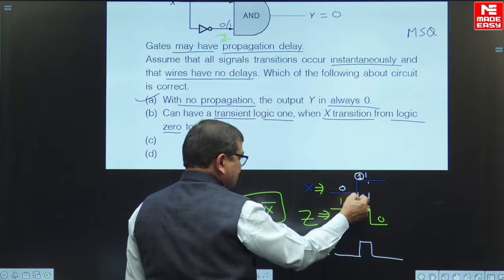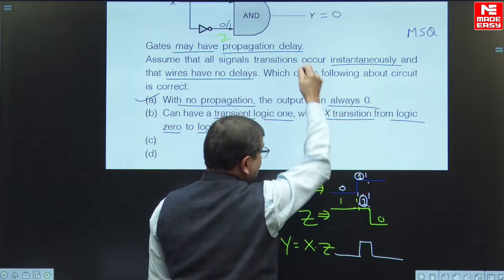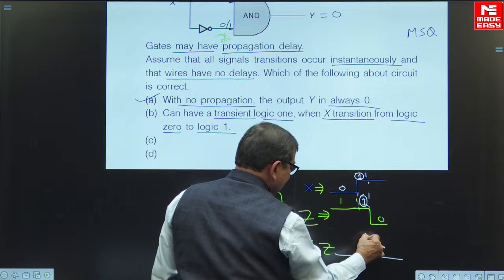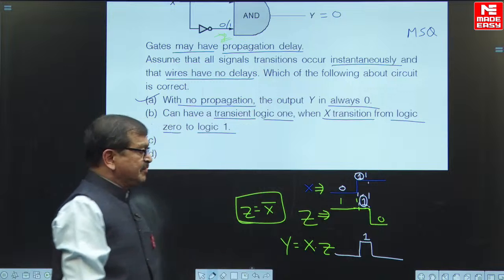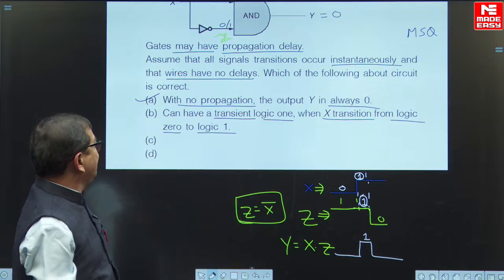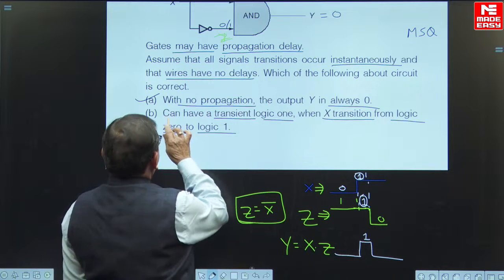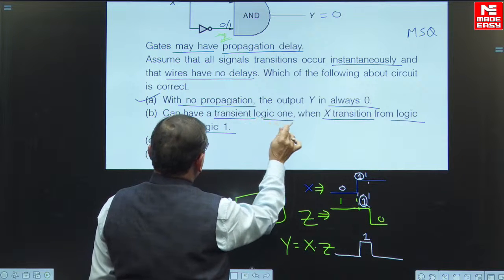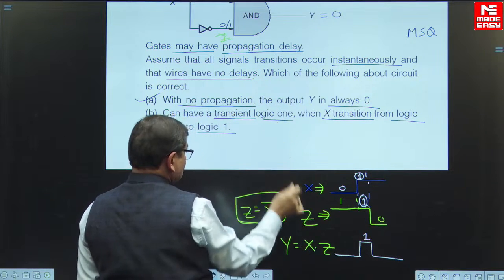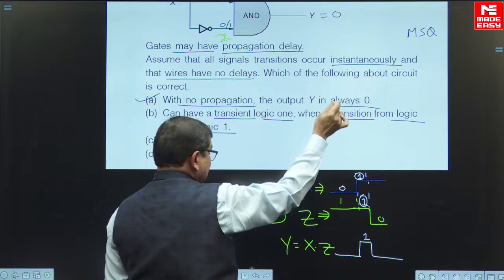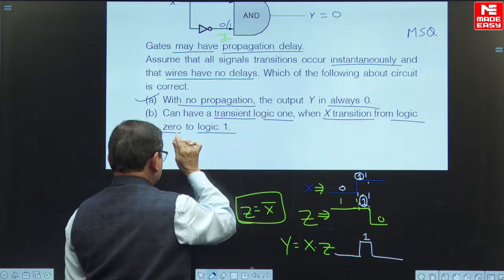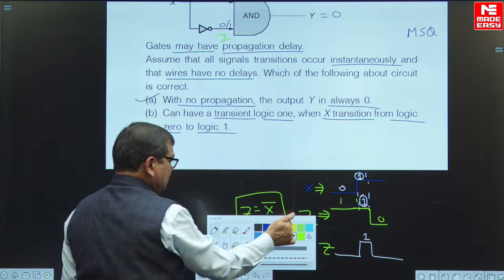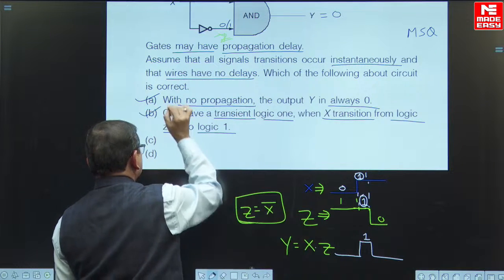And whenever Z is changing from 1 to 0, one of the inputs to the AND gate is 0, so the output is 0. But during this time interval, the output of this AND gate, mentioned as Y, is 1. So you can see the output can have a transient logic 1 when X transitions from logic 0 to logic 1. So that is also true. This option B is also true.